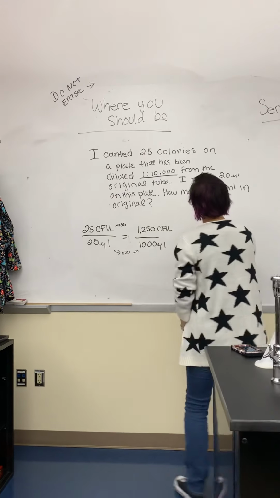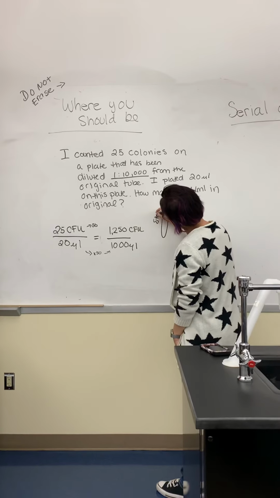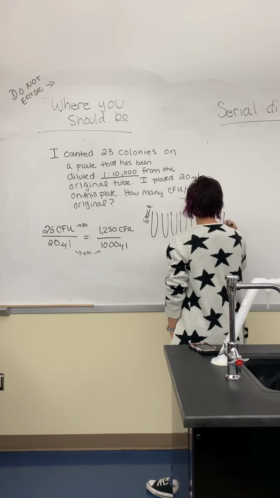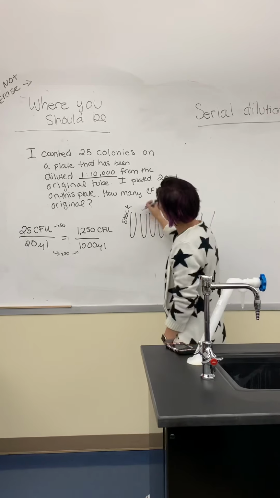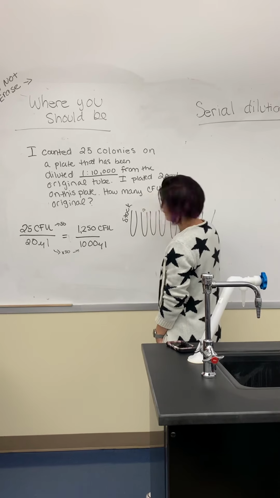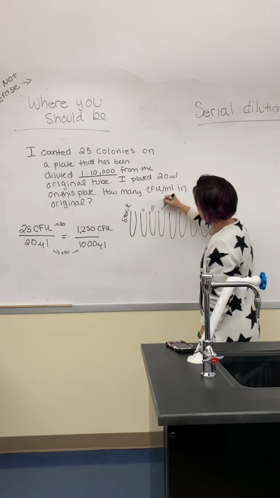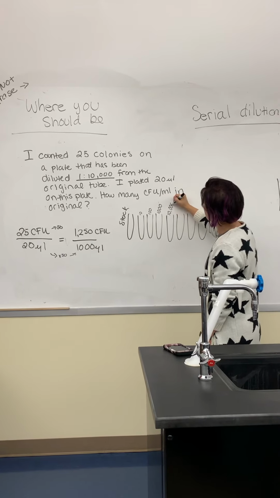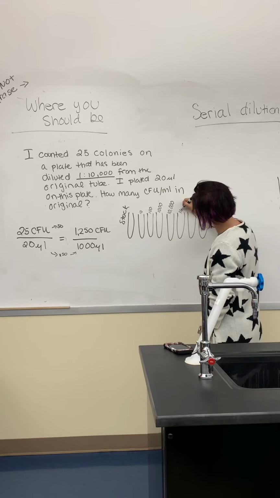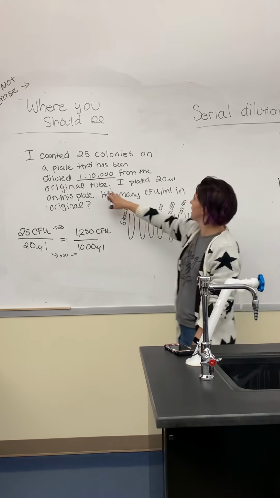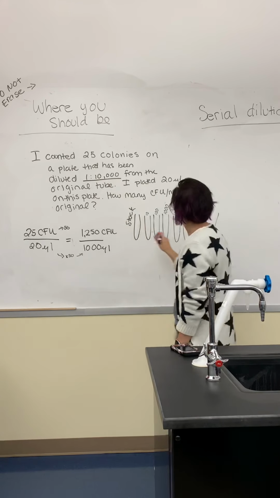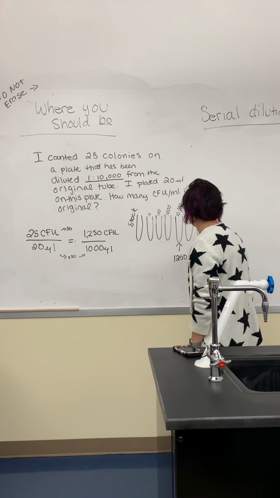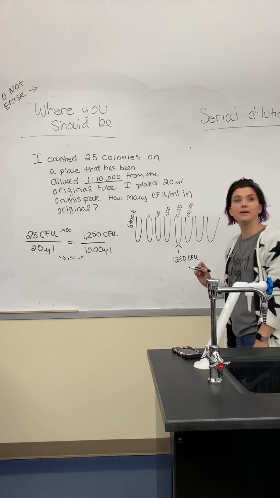So what I'm going to do is I'm going to have my stock and draw a bunch of tubes, right? And we know if we do 1 to 10, this would be a 1 to 10, this would be a 1 to 100, this would be a 1 to 1,000, this would be a 1 to 10,000. Are we all together? This would be a 1 to 100,000. And I said it was the 1 to 10,000. So we know in this tube, we have 1,250 CFU per mil.